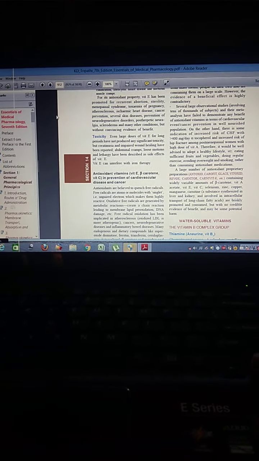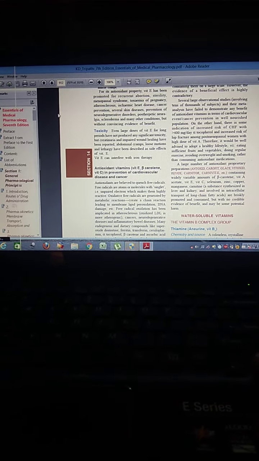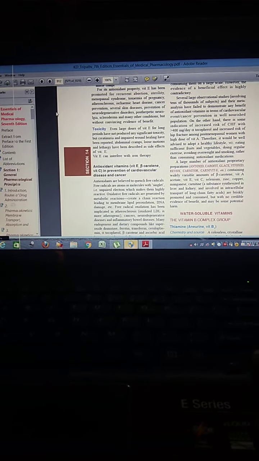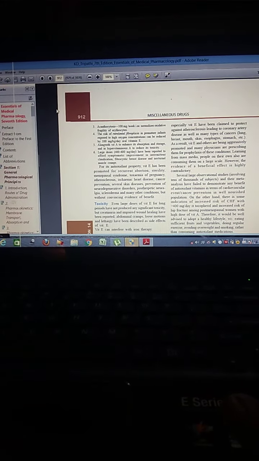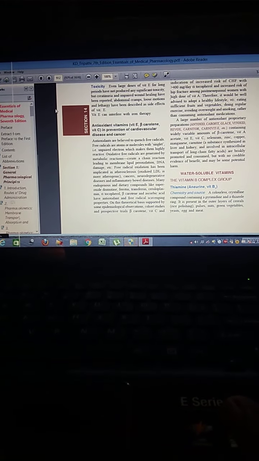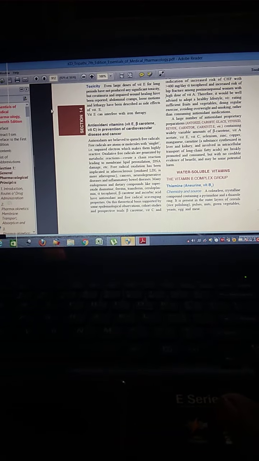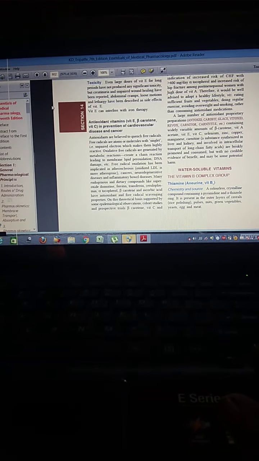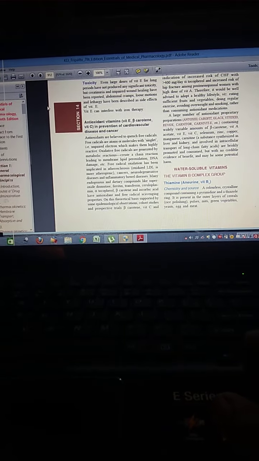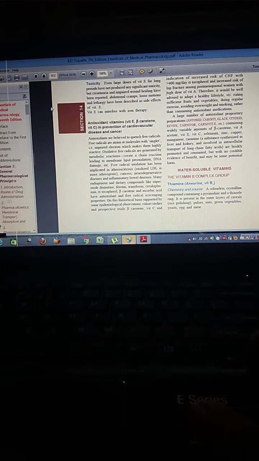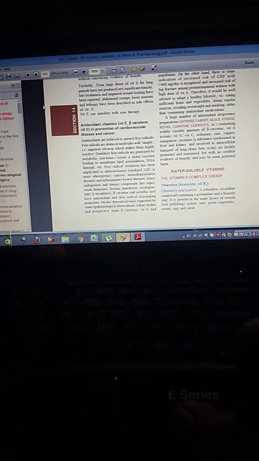And antioxidants: vitamin E, beta carotene, and vitamin C are believed to prevent cardiovascular disease and cancer. The antioxidants quench free radicals, and free radicals are atoms or molecules with a single unpaired electron, which makes them highly reactive.